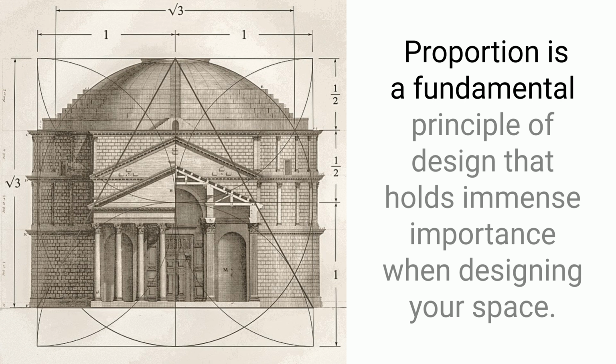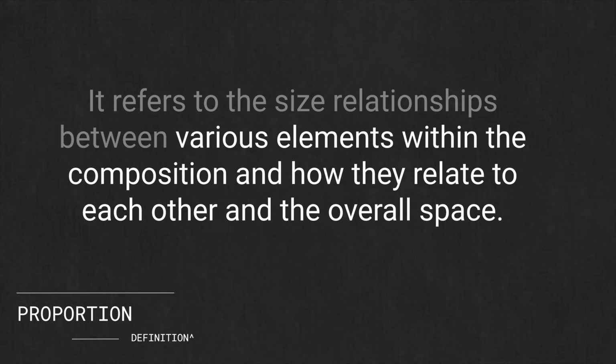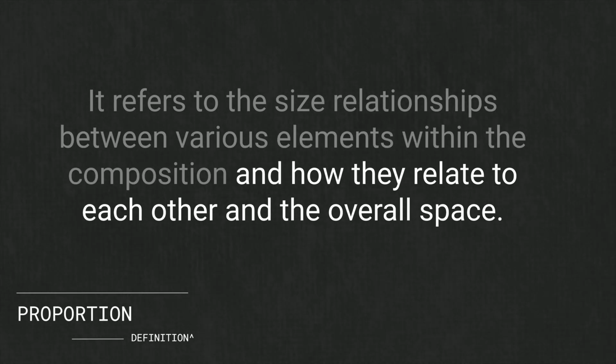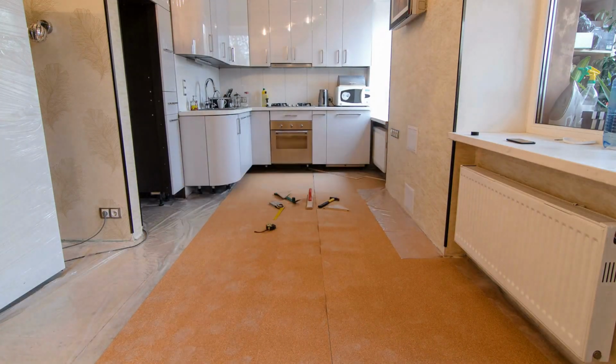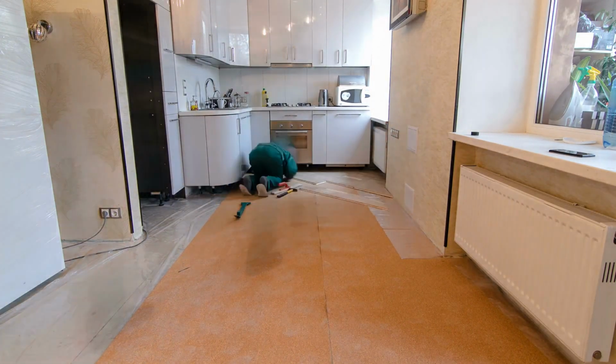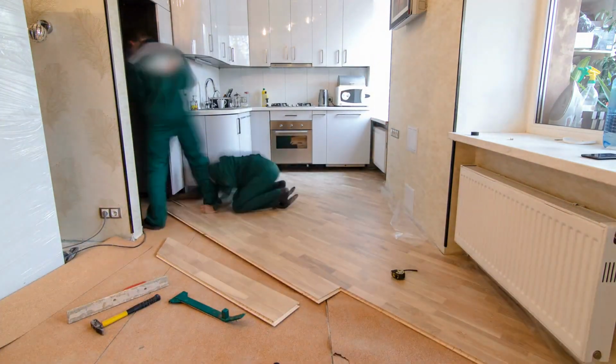Proportion is a fundamental principle of design that holds immense importance when designing your space. It refers to the size relationships between various elements within a composition and how they relate to each other and the overall space. Proper proportion enhances the functionality of a space by ensuring that furniture, fixtures, and other elements serve their intended purpose effectively. Here are 2 examples where we see the implementation of proportion in everyday life.